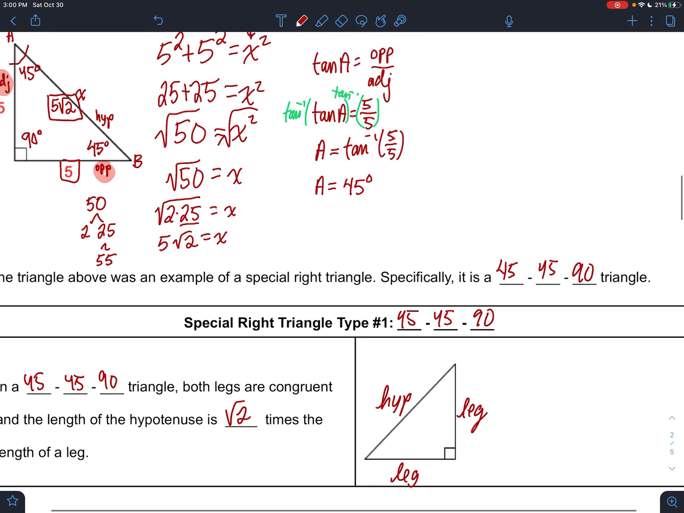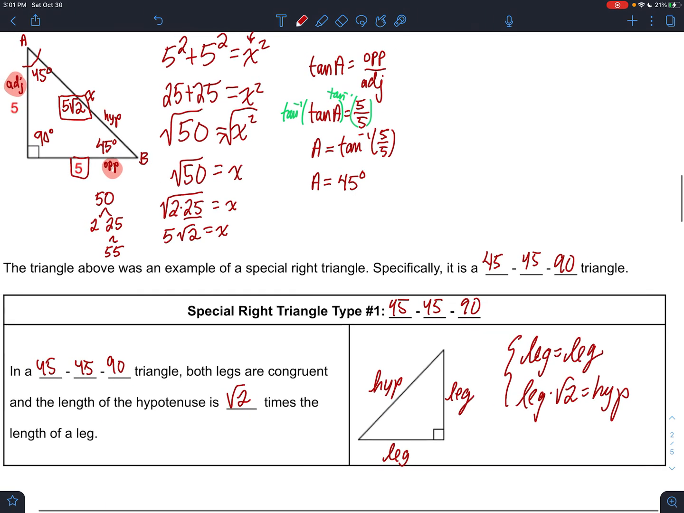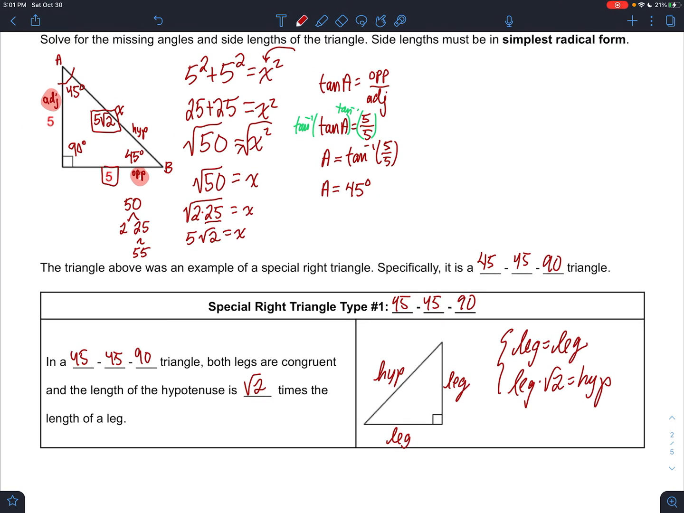So I just used 2 equations, right? The first one's maybe obvious. The leg is the leg. The 2 legs are equal for the 45, 45, 90. And then that sentence is talking about how the leg times the square root of 2 is the hypotenuse, okay? So it's those equations that we're going to use to solve the triangles on this packet here.